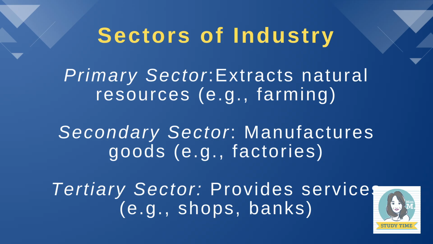The second sector is the secondary sector, and it involves the manufacturing of goods using the raw materials provided by the primary sector. And examples are factories producing cars, clothes, and electronics. And its purpose is to convert raw materials into finished products.